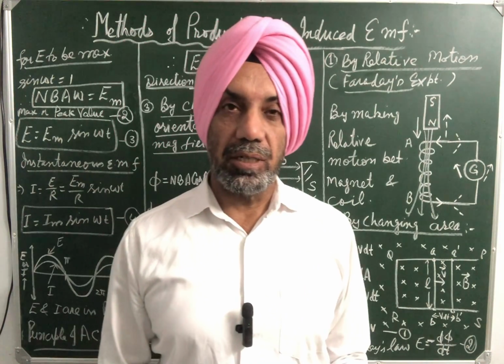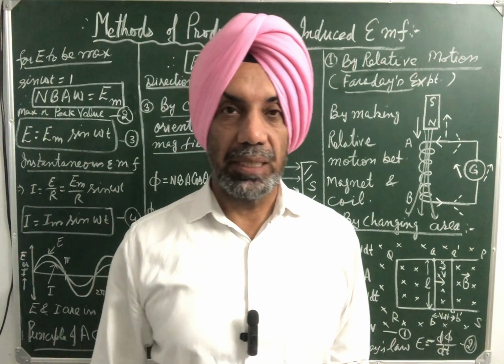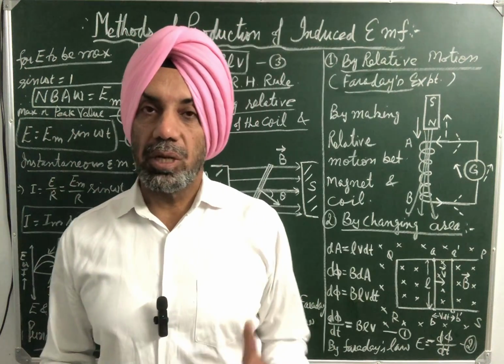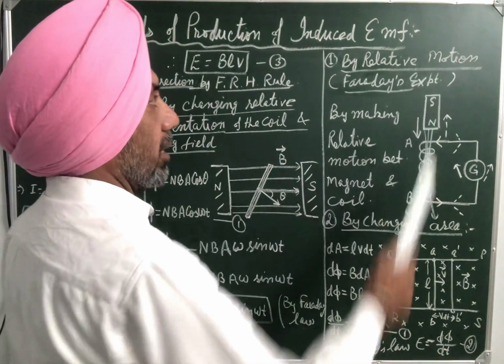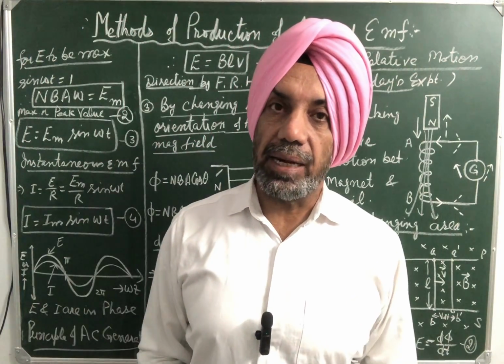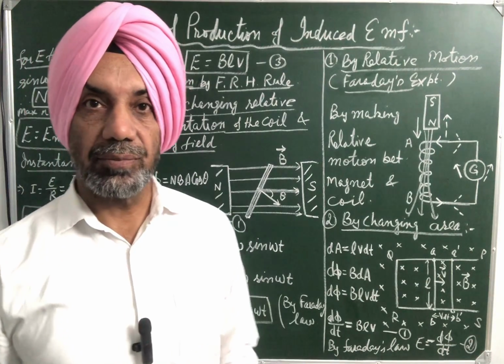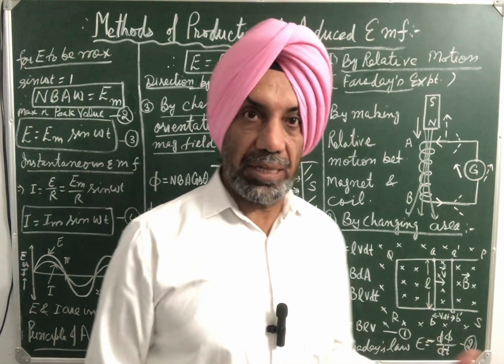Today I am going to discuss methods of production of induced EMF. There are three methods by which we can produce induced EMF. First is by a relative motion between the magnet and the coil, as in the case of Faraday's experiment. Because we have to simply change magnetic flux, there are a number of ways.